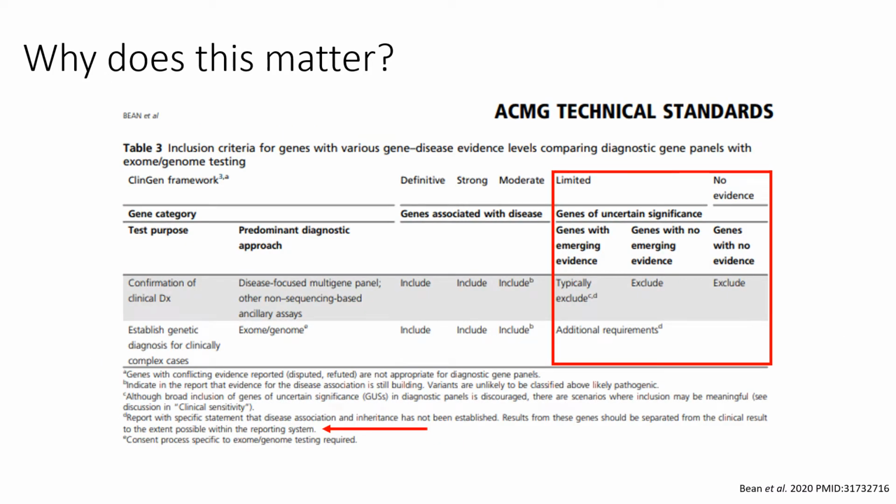So why does it matter how strong the gene-disease relationship is? Recent guidance from the American College of Medical Genetics and Genomics, or ACMG, recommends that genes of uncertain significance should generally be excluded from disease-focused multi-gene panels. When encountering variants identified in these genes with little evidence supporting their relationship to disease on exome or genome sequencing, ACMG recommends additional requirements for reporting, stating that the disease relationship has not been established and separating them from any other potentially clinically relevant results to the extent possible.